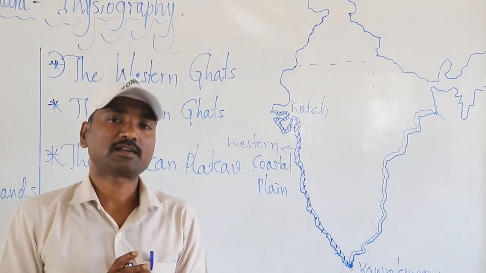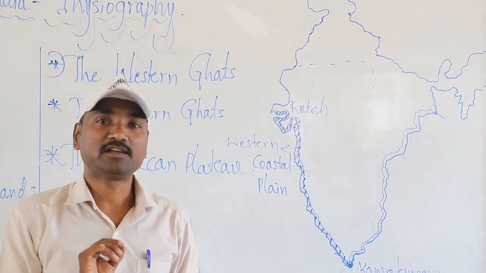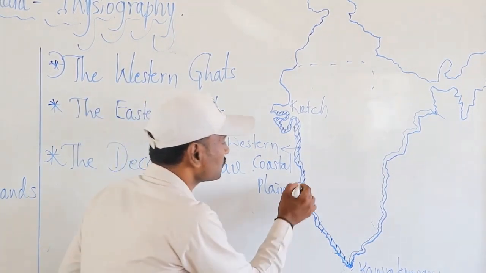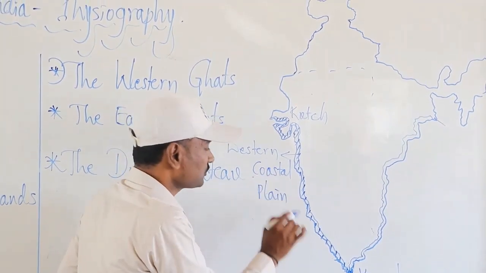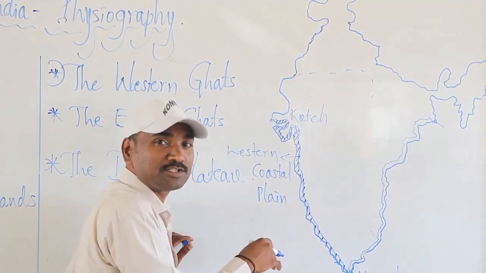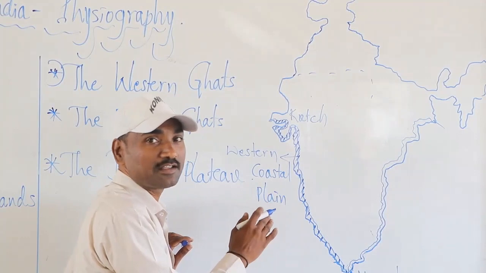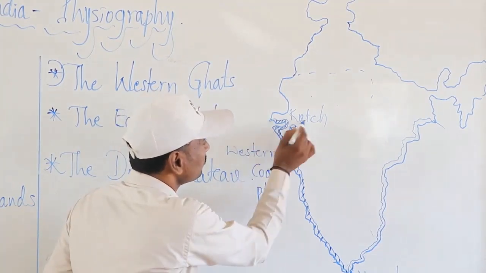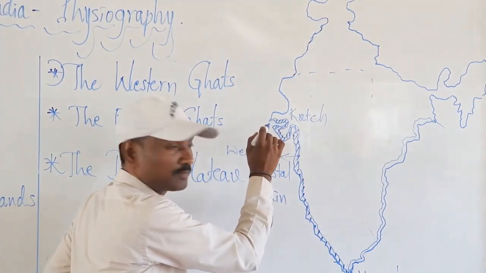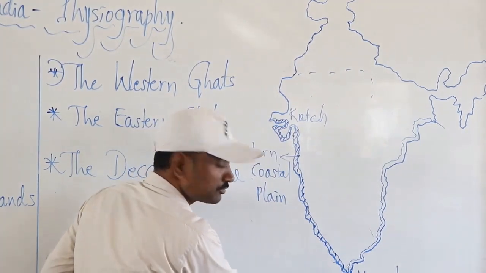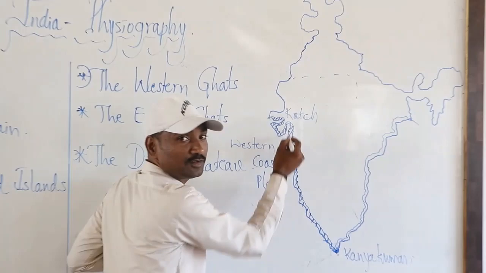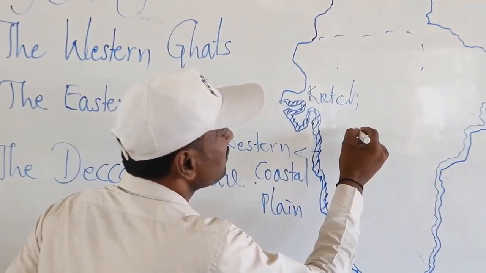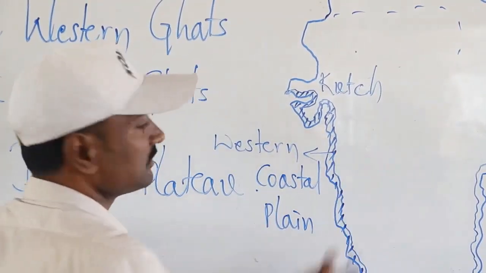Whenever you are marking the coastline of India, don't mark it in one particular place as a point. If there is a question in the annual examination to mark the western coastal area, you should start from Kutch, from here, up to Kanyakumari. So this marking is right. If you mark only one point, that is wrong.